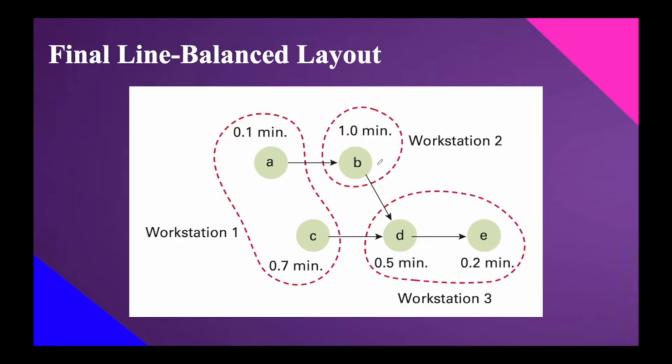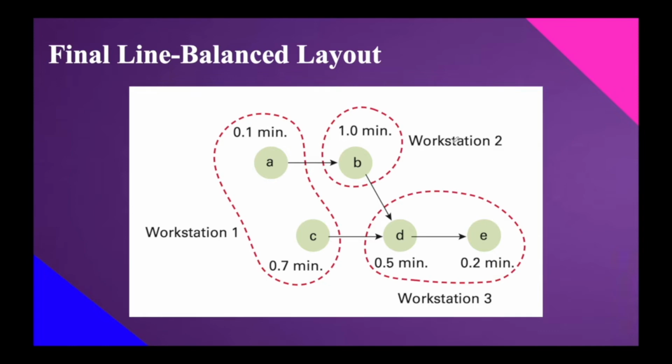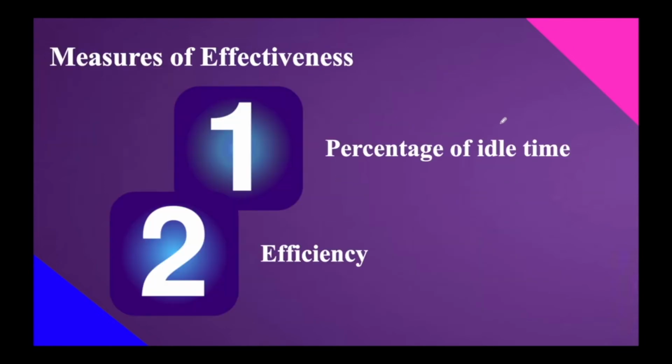We have 3 workstations, right? So, we need to have 3 here. Times the cycle time, which is 1. Okay? Times 100. And basically, the 0.5 over 3 times 100, this is 16.7%. So, meaning, we are actually having 16.7% idle using this balanced layout. Somehow, medyo malaki, pero ito na yung optimum. Okay, so that is the first measure of effectiveness.